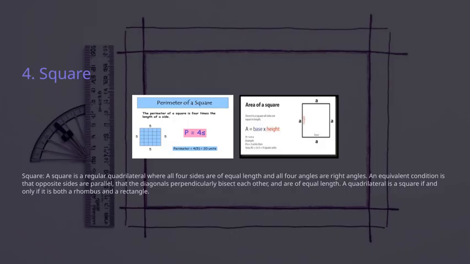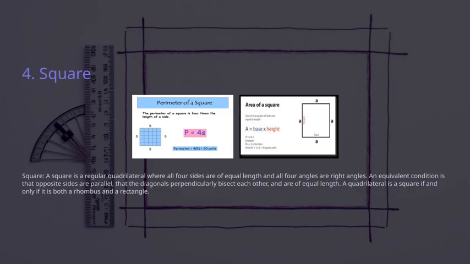Let's talk about the square. A square is a special type of quadrilateral where all four sides are exactly the same length, and every angle inside is a right angle, meaning 90 degrees. This symmetry makes it a very balanced shape. Now, an interesting point is that for a quadrilateral to be a square, it must also satisfy some other conditions. For example, its opposite sides are parallel, which means the sides across from each other never meet and stay equidistant.